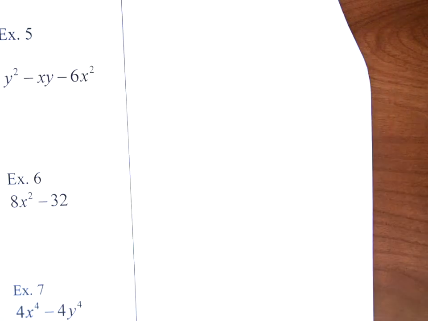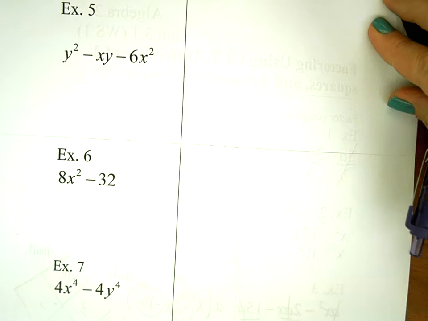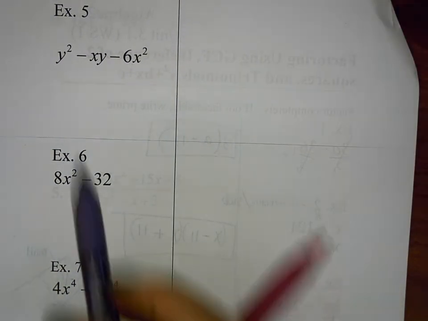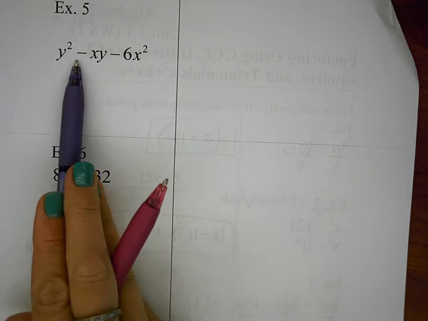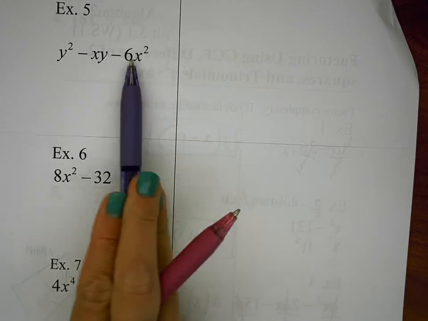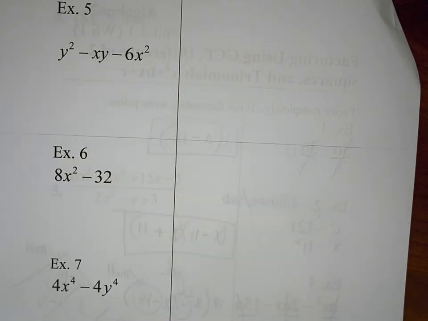Okay, what do we always check for first? A GCF. Okay, is there a GCF in this problem? No, this has a y, this has a y, this does not have a y, right? This has x, x, this does not have x. All of them have to have it in order to factor something out. So we can't factor anything out.